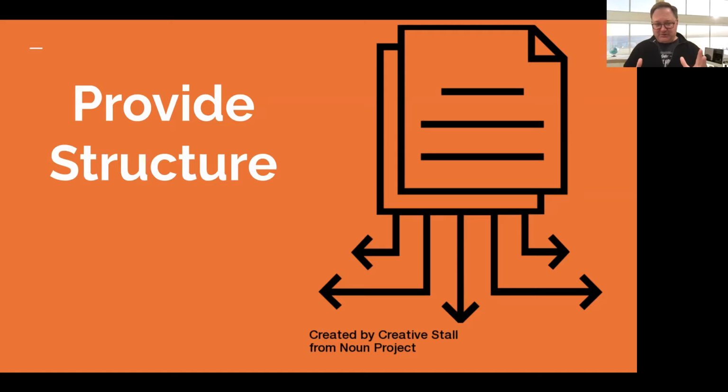And then a little bit about structure too. Recollections aren't as good as things that are written down. So even a cursory set of accurate notes are better than those fuzzy recollections over time. So I encourage you to provide that.